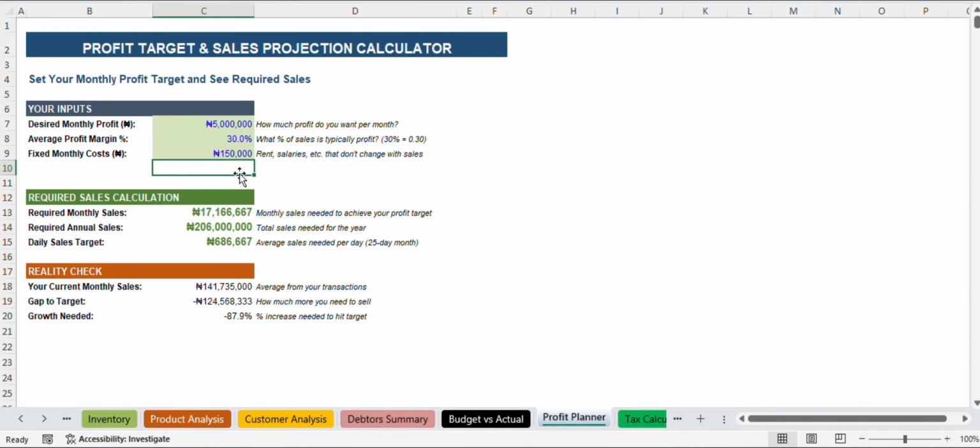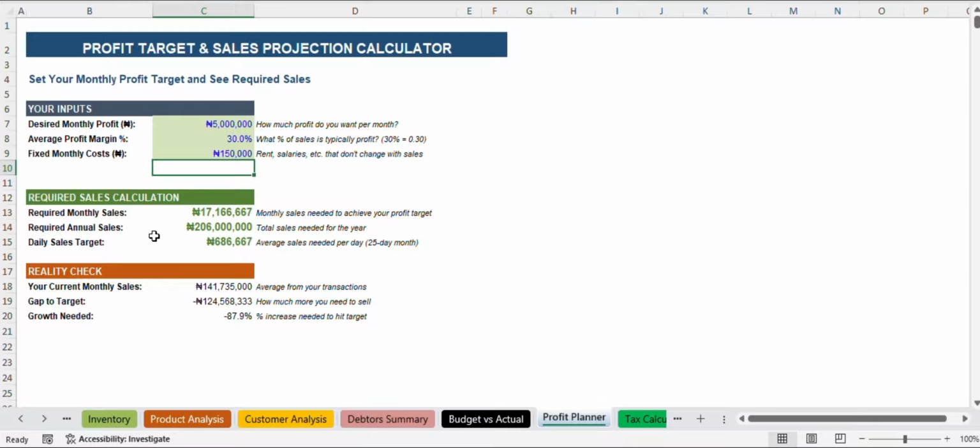So 150K, it has already told you, Baba, you need to sell approximately 17.2 million naira in monthly sales. Every month you must make a sale of nothing less than 17.2 million, and in an annual sale, it's over 200 million. Your daily target, which means every day you must sell nothing less than 687, call it 690K. Every day you must sell this.